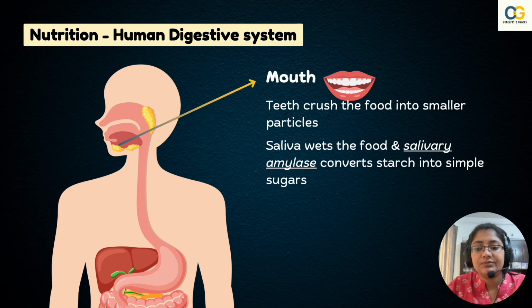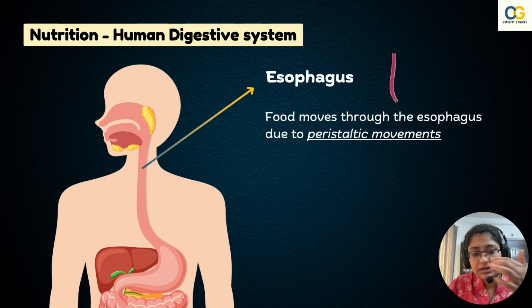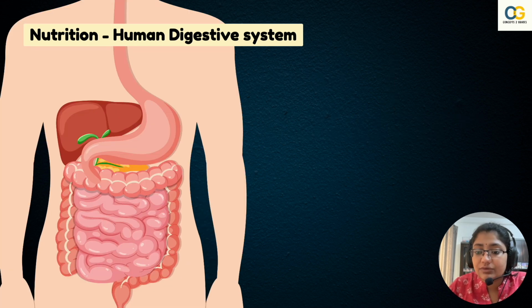Once that's done and you swallow your food, it goes into the esophagus, which is also called the food pipe. Here the food moves through the esophagus due to peristaltic movements. Peristaltic movements are the movements that help. You can't rely on gravity always for food to go down. So these movements are rhythmic contractions inside the esophagus which help it move downwards. Sometimes if you eat something very hard without much water, you need the peristaltic movements to push it down.